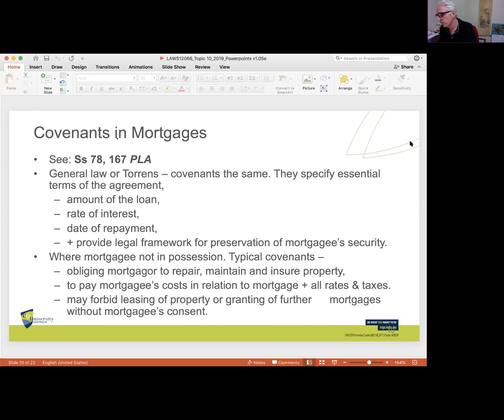We're focusing on the situation in Queensland, and also just note, for example, the last sentence there in your casebook, certain covenants are implied in Torrens system mortgages, and then there's a reference to section 167 of the Queensland legislation. So you can just have a look at that as well.